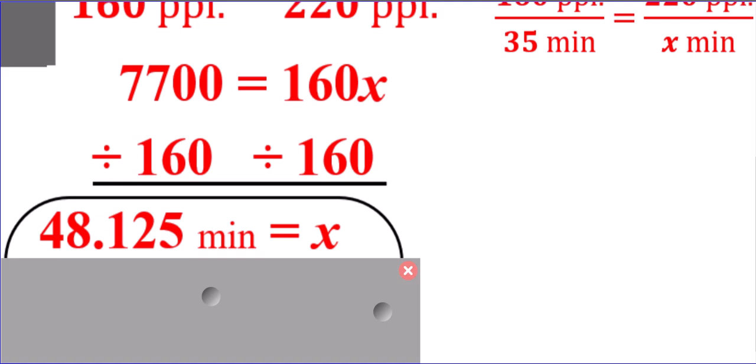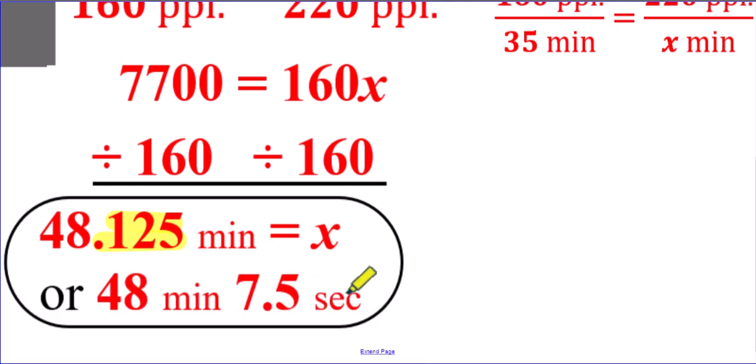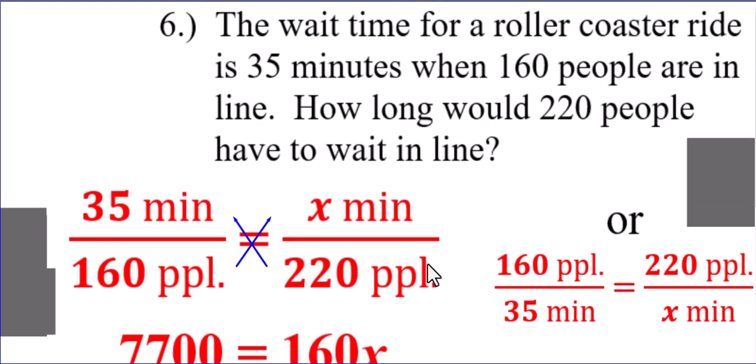Now, that's kind of a weird answer, 0.125 minutes. In your calculator, if you ignore the 48 and just hit 0.125 and multiply that times 60, because there's 60 minutes in every hour, as we know, and there's also 60 seconds in every minute, is what we're really talking about here. That's going to go ahead and give you the 7.5 seconds. So that way kind of sounds a little bit more logical, 48 minutes, 7.5 seconds. I will honestly accept it either way, but there you go for problem number 6.